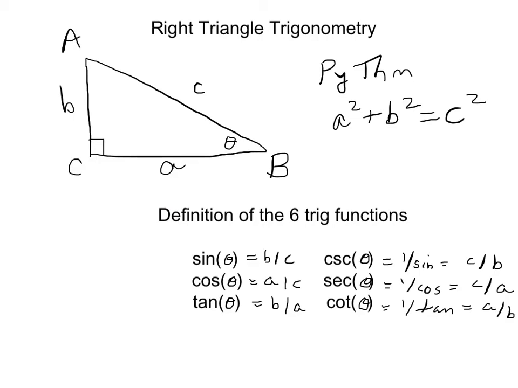And just in case you didn't catch it, tan theta is actually equal to sine of theta over cos of theta. Right? Because if we take sine theta and divide by cos theta, the c's cancel and we get b over a.